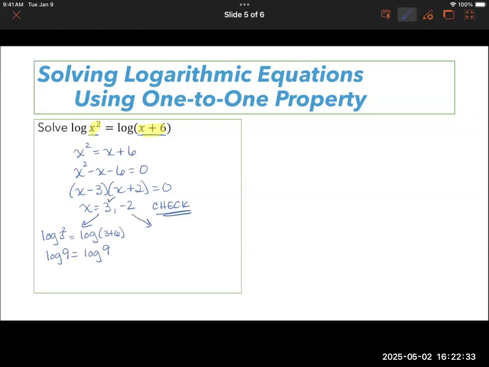Then I'm going to check when x is negative 2. So the log of negative 2 squared being equal to the log of negative 2 plus 6. Negative 2 squared is going to be the log of 4. Negative 2 plus 6 will also give me the log of 4. So again, we are taking the log of a positive value on both sides, and it is the same value. So even though the 2 is negative, when I put it into the original equation, I'm still okay because I'm still taking the log of positive values. So both my positive 3 and my negative 2 will indeed work in this case.